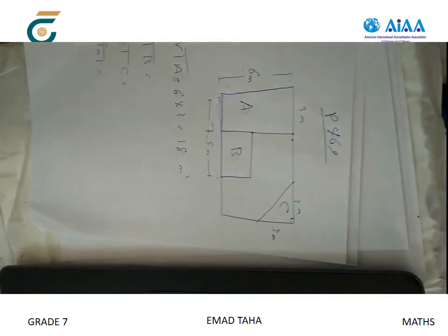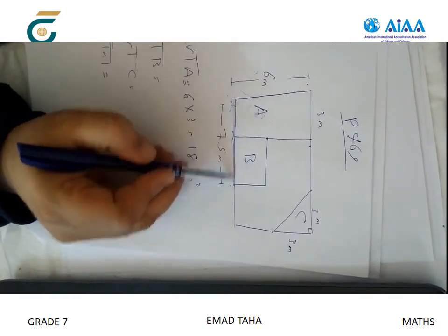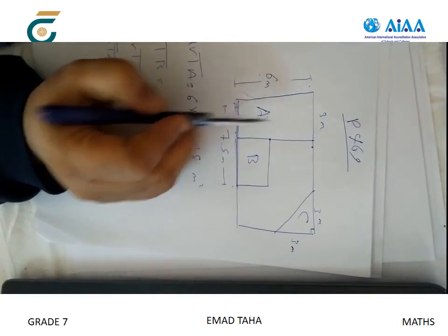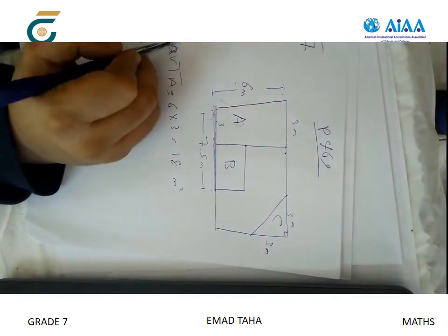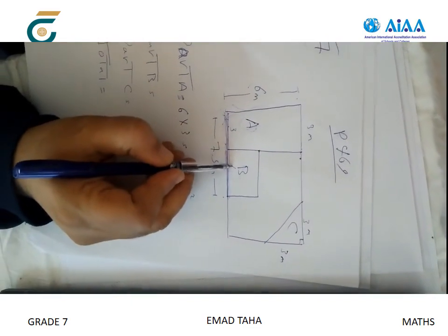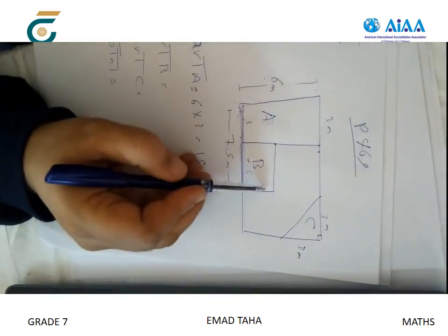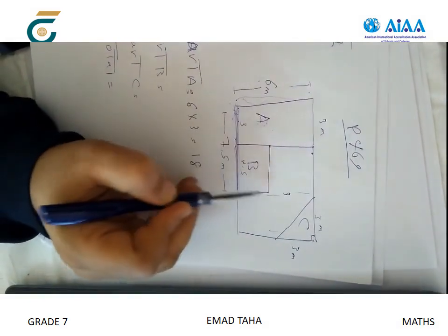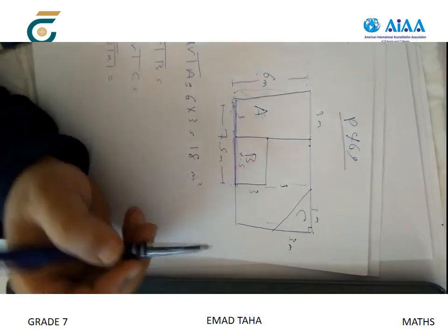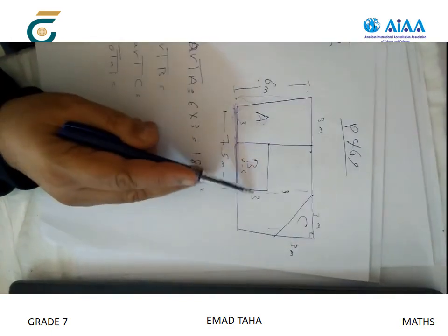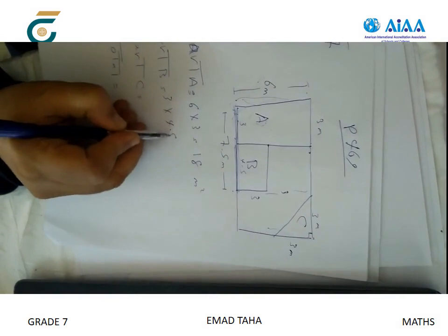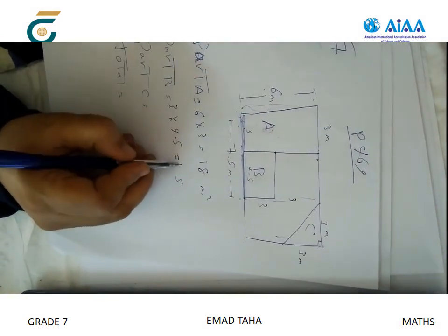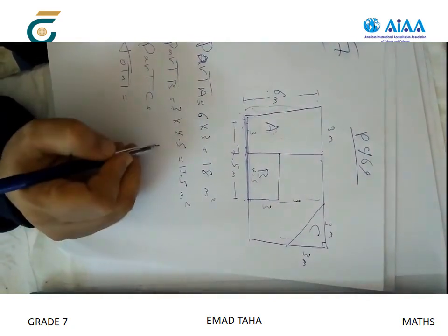Part B, what's the length of this one? It's 7.5, and you know in a rectangle each two opposite sides are equal, so this is 3, and the total is 7.5, so the remainder equals 4.5. And here the total is 6, and the distance from here equals 3, so the remainder equals 3. So the area equals 3 multiplied by 4.5, which is 13.5 square meters.